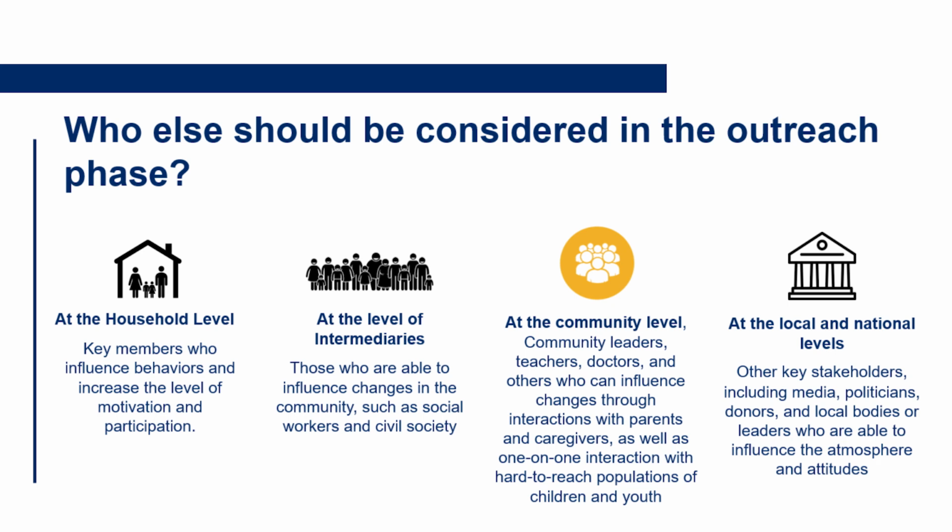So, who else should be considered in the outreach phase? In addition to the intended population, outreach efforts should involve other stakeholders who often have characteristics that may influence directly or indirectly those who are hard to reach. Beyond the intended population, the program needs outreach to others, including the ones mentioned on this slide. At the household level, key members influence behaviors and increase the level of motivation and participation. For example, in Djibouti, outreach efforts emphasize the involvement of grandmothers to promote child nutrition, health, and women participation.